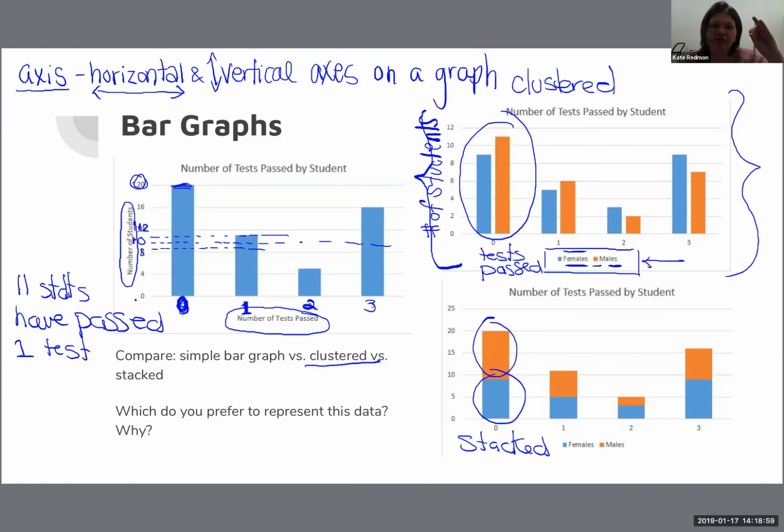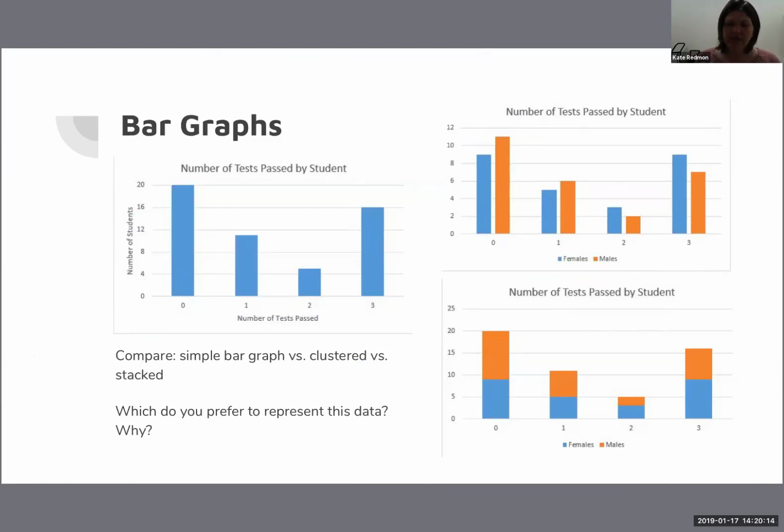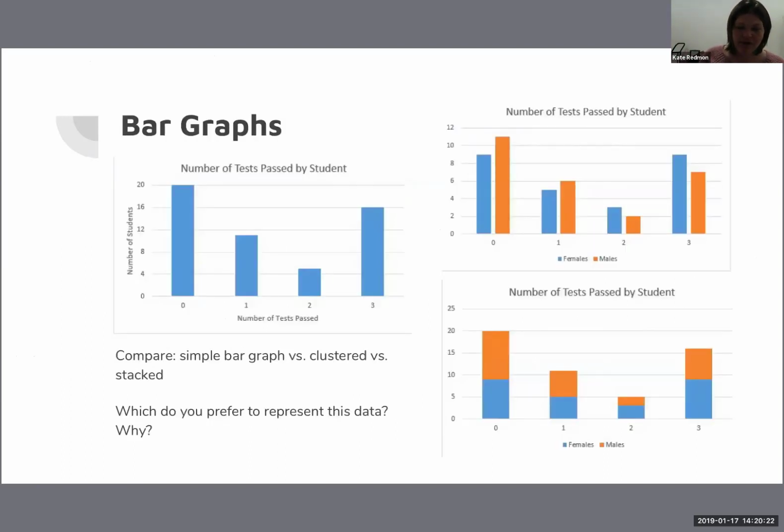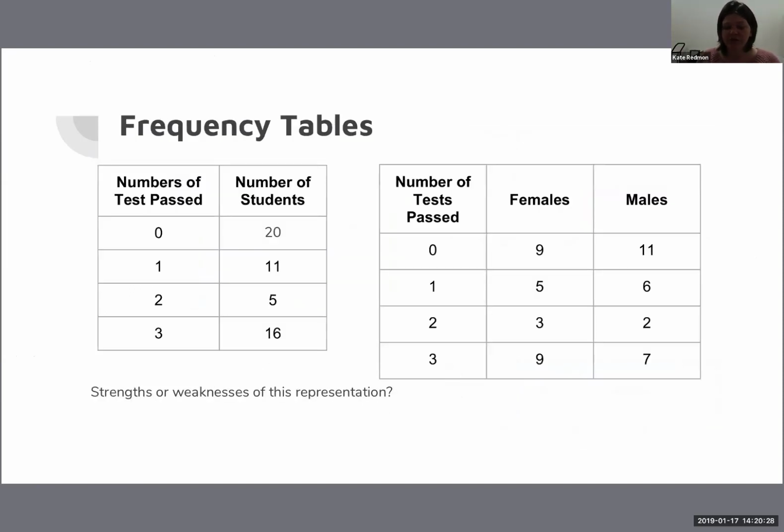Now we have the two variables that we were talking about, the number of students and how many tests they've passed, but we've combined it with whether or not they're male or female. And so we're able to get more information by either clustering bars or stacking bars. But this is not the only way. This exact same data, all these people with their numbers of tests passed, could be represented not only with a bar graph, but like I said, there are other ways to look at frequency. We could also represent it with a frequency table.